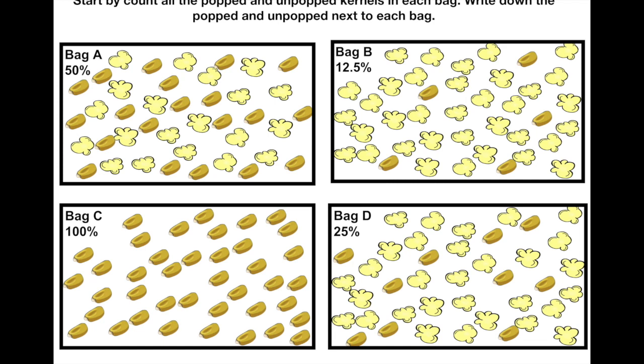No matter what, you should have a total of 40 kernels in each bag. Now that could be 20 and 20, that could be 30 and 10. It could be in different increments, but it has to add up to 40. So what you're going to do now is take your time and count all bags for popped and unpopped and record it on a sheet of paper. I'll give you a moment to pause the video and go ahead and count each bag now. When you're finished counting each bag, resume the video for more instructions.